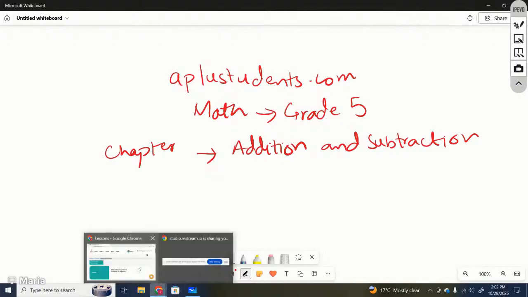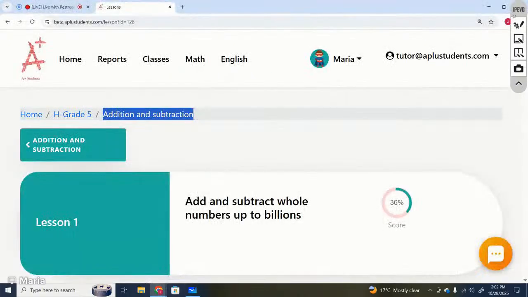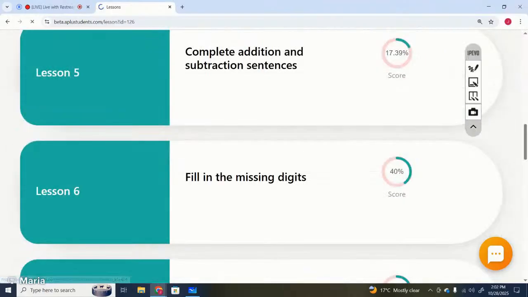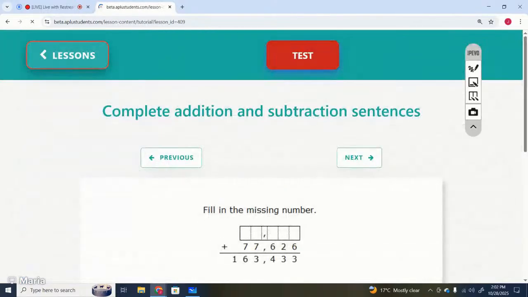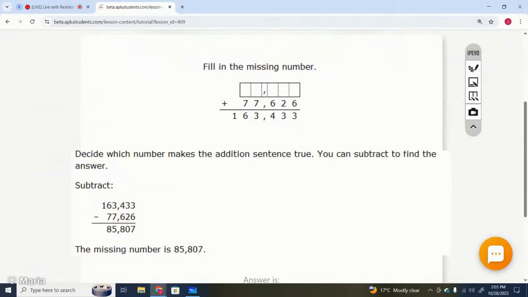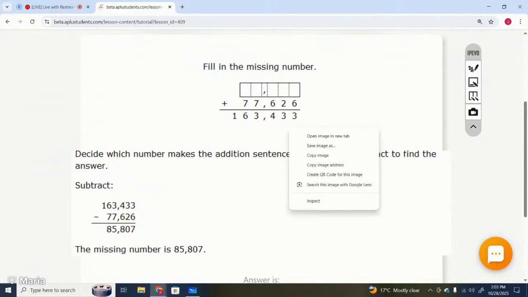So here I'm on the chapter addition and subtraction. Let's start with the addition and subtraction sentences lesson. Fill in the missing number. You are given one of the numbers, the other number is missing, and the sum, right? How do we find the other number? We have to subtract one of the numbers out of the sum. So just subtract the given number out of the sum.